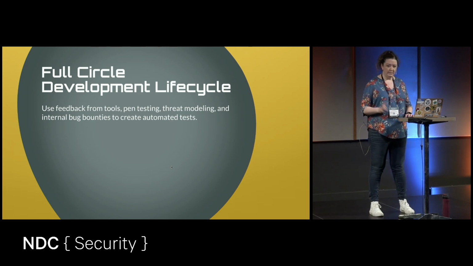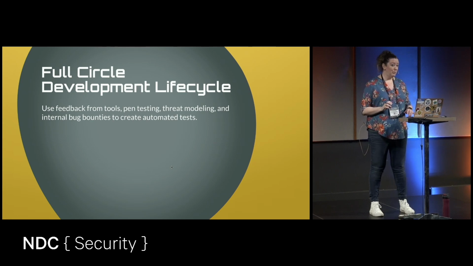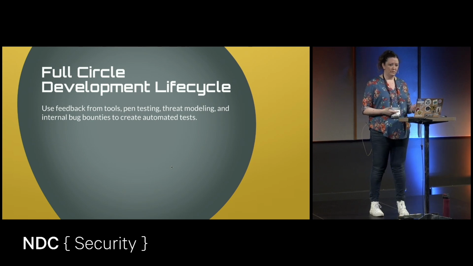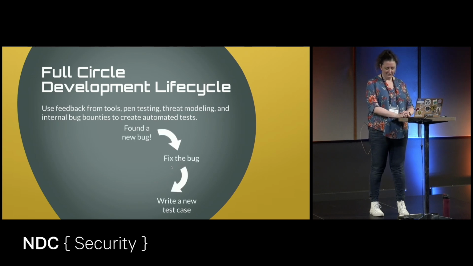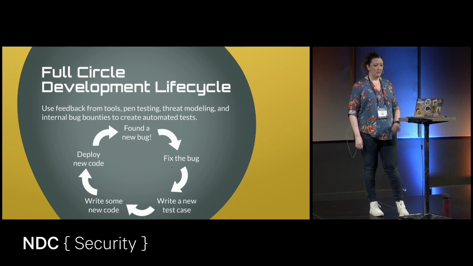I know, but here's a suggestion I think that will eventually make your life a lot easier if you continue to do it. Using all of the feedback from all of those tools and threat modeling and internal bug bounties, you want to create a unit test for every vulnerability. So find a new bug, fix the bug, write a new test case, write some new code, deploy said code, and run the unit test. That's not on there, but it's assumed, and then you'll find more bugs.